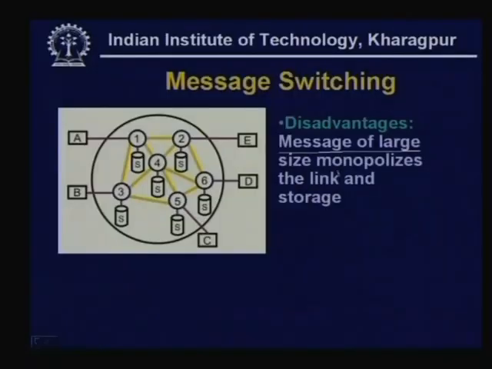In such a case, what will happen? It will monopolize the link and the storage. That means whenever a message is stored here, it will occupy a large storage area. That means other messages which are coming from other directions cannot be stored here. It will monopolize. Similarly, whenever transfer is taking place, it may take a very long time monopolizing the link.